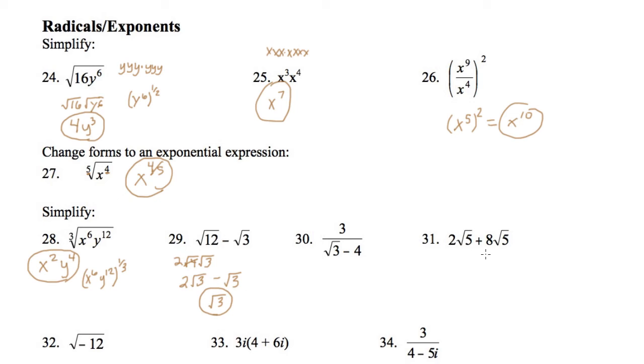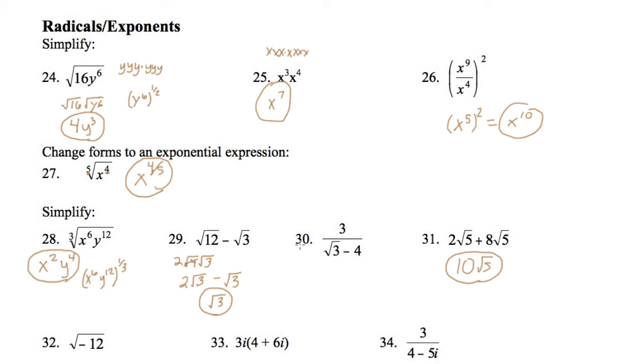I'm going to skip ahead to this one because this is kind of similar. I have the same thing under the radical here. It's almost like having like terms. So I have 2 root 5 plus 8 root 5. 2 of them plus 8 of them makes 10 of them. 10 root 5.